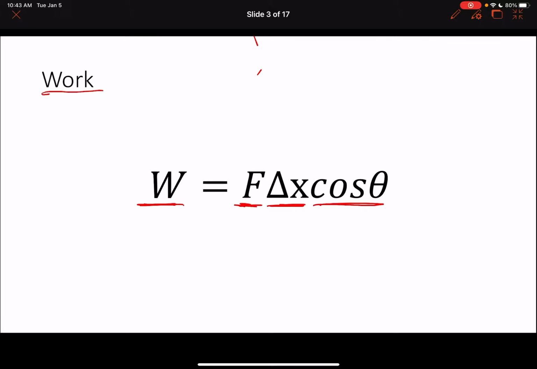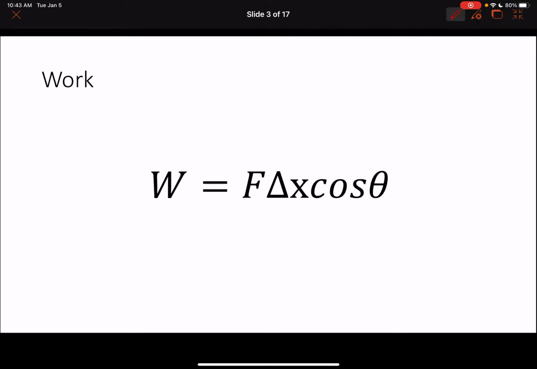Well, force. What is work? If we have the work done by a particular force, we might have the force in this direction, but maybe the motion of the object is actually in this direction. Okay. Actually, let's start with a different example. Let's start with a more simple example.